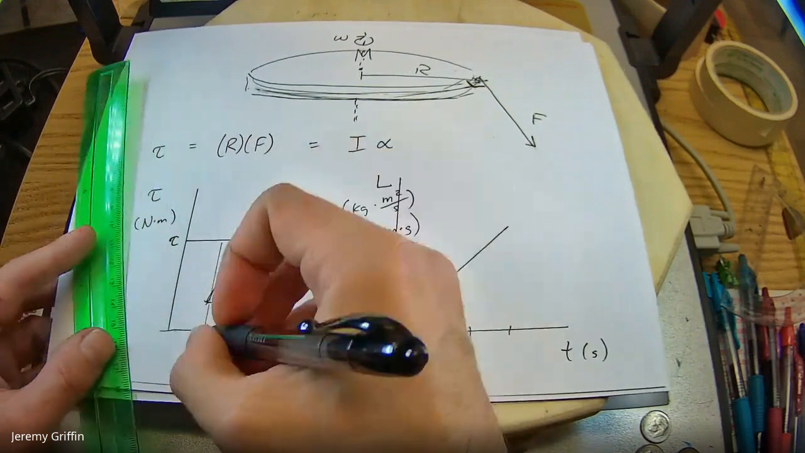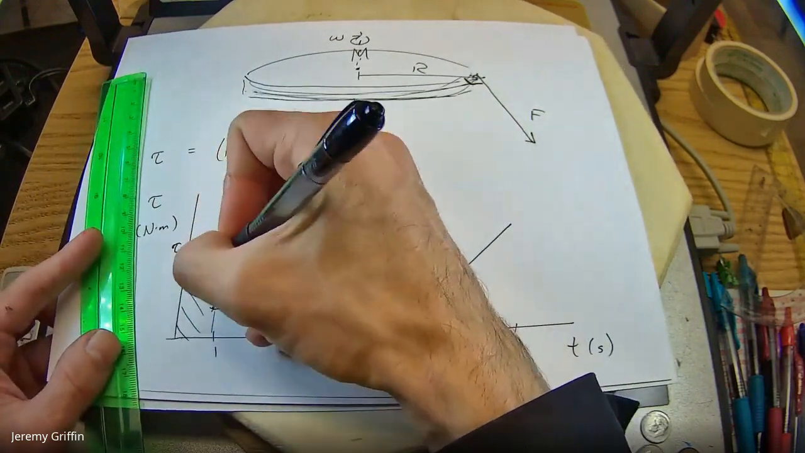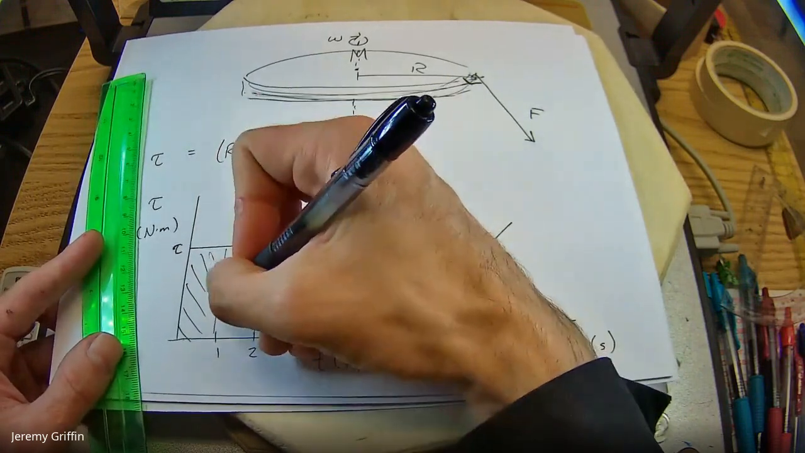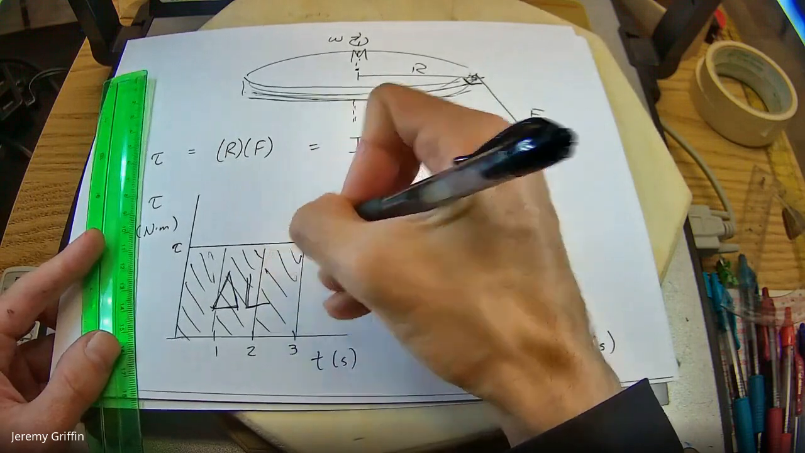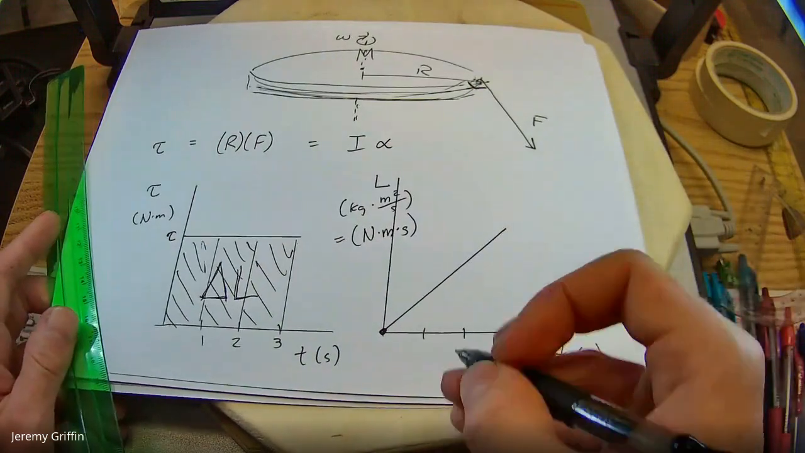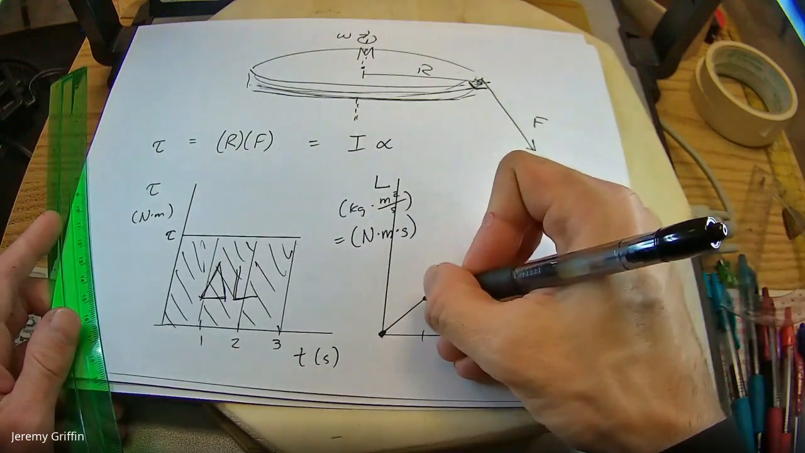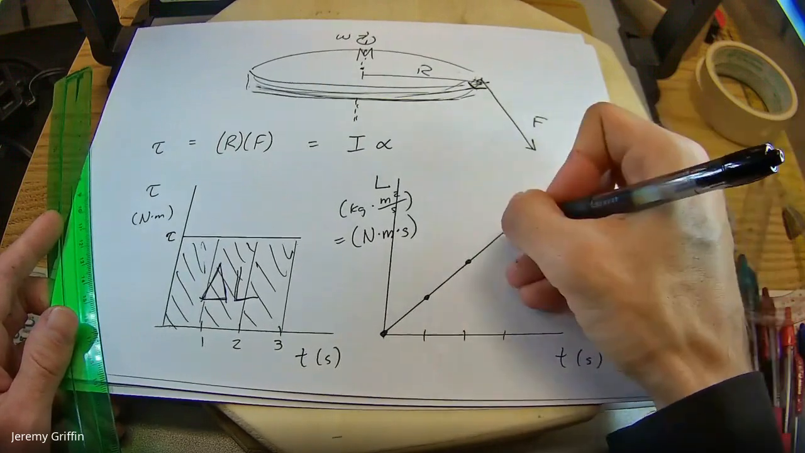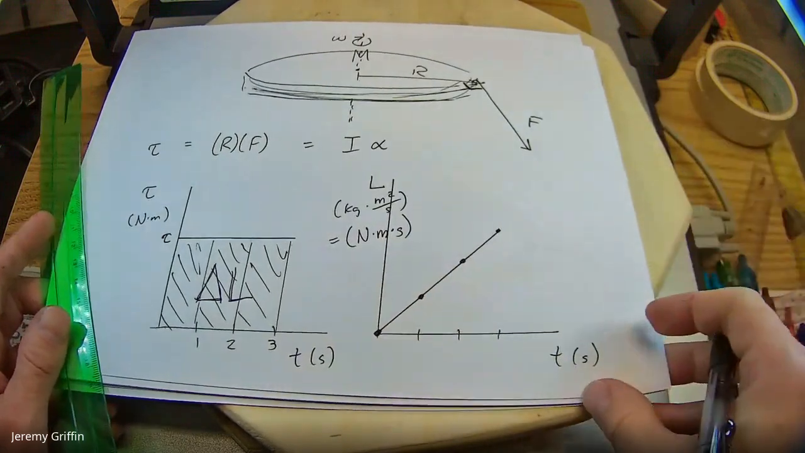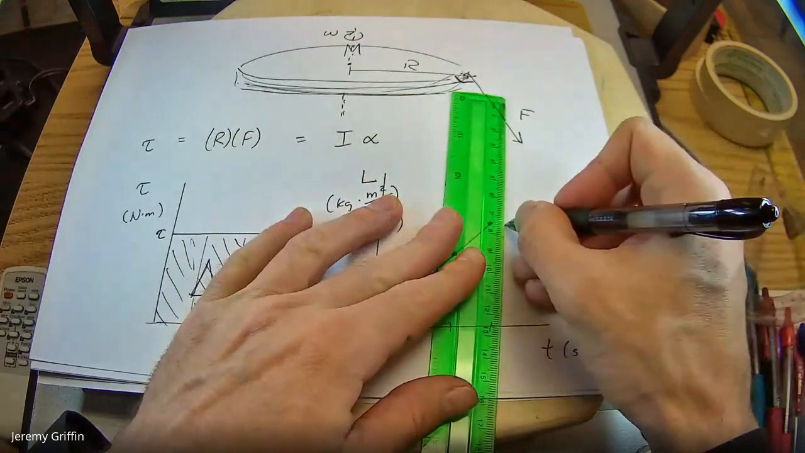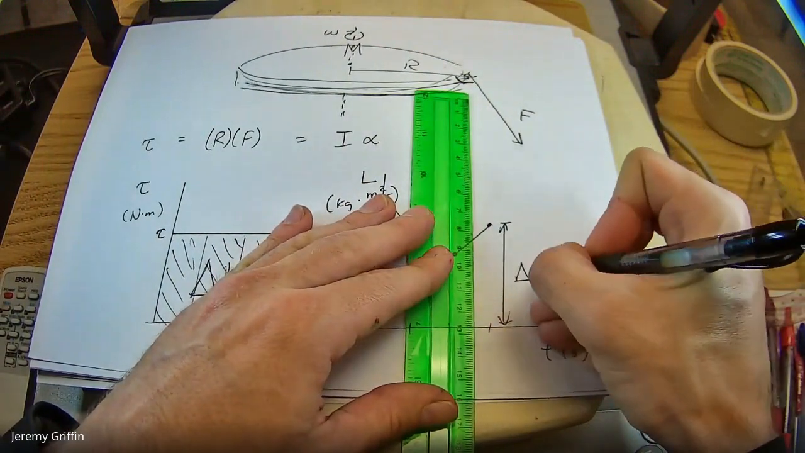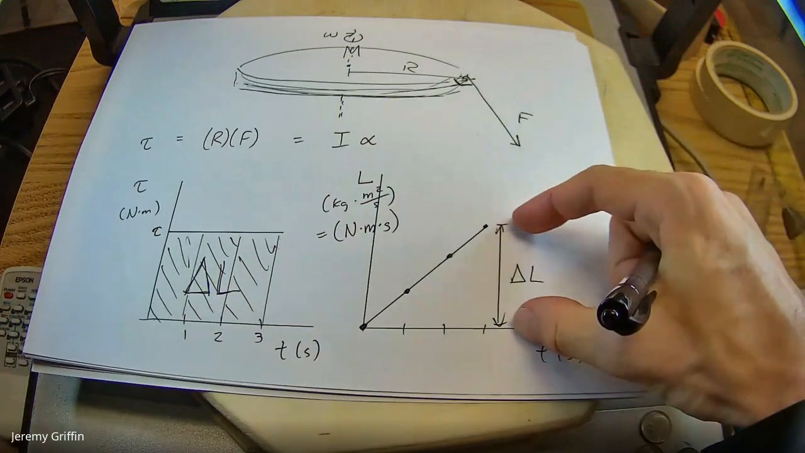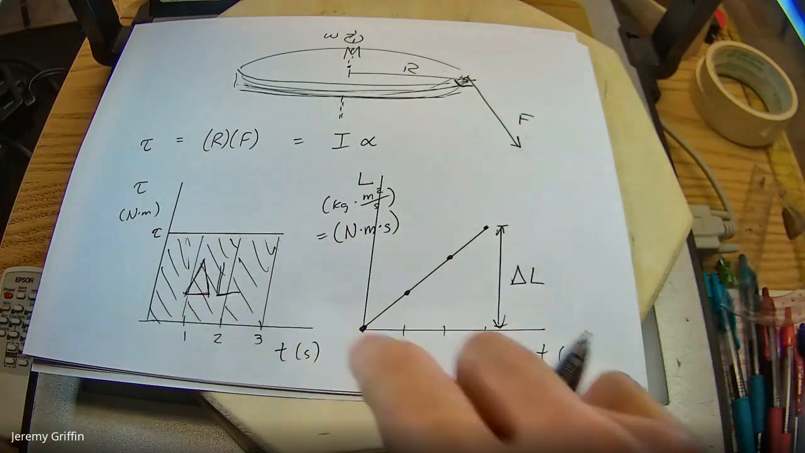And see how during the first second it picks up this rectangle shape, and the next second it picks up an equal rectangle, and the third second picks up another rectangle, and they're equal sized rectangles. That means that this angular momentum is picking up at a constant rate. That's why this line is specifically a straight line, a linear relationship. And on this graph, the delta L is, of course, the change in height of that graph. So the change in height of this graph and the area of this graph are the same thing.